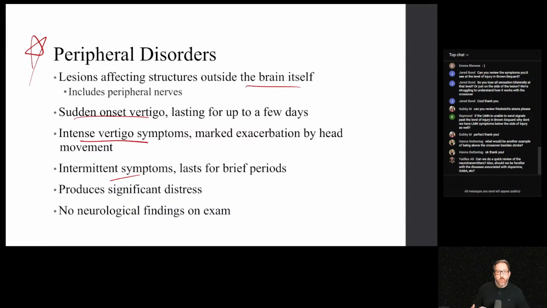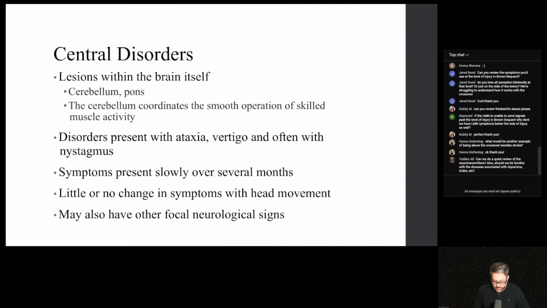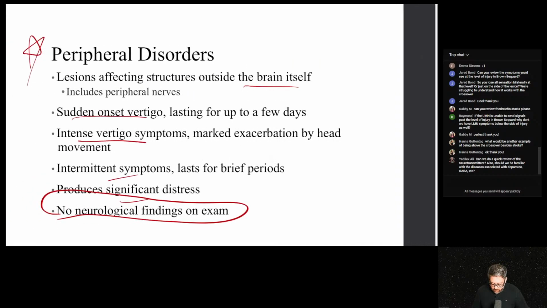So again, always ask your patient what was going on before. Significant distress because they do have a lot of symptoms. No neurological findings on exam. So once they don't have those symptoms anymore and the vertigo goes away, they're back to normal like nothing's ever wrong. Central, within the brain itself, they're going to have ataxia. So that is a neuro finding. Problems with that, vertigo they had before, and also nystagmus. Slowly over several months, little to no changes with head movement. And they may have other focal neurological signs as well. So that's the big thing to remember with central versus peripheral, those disorders.